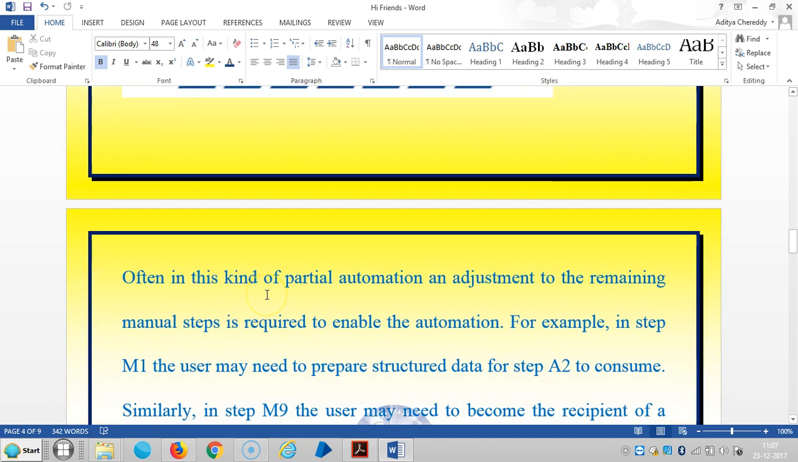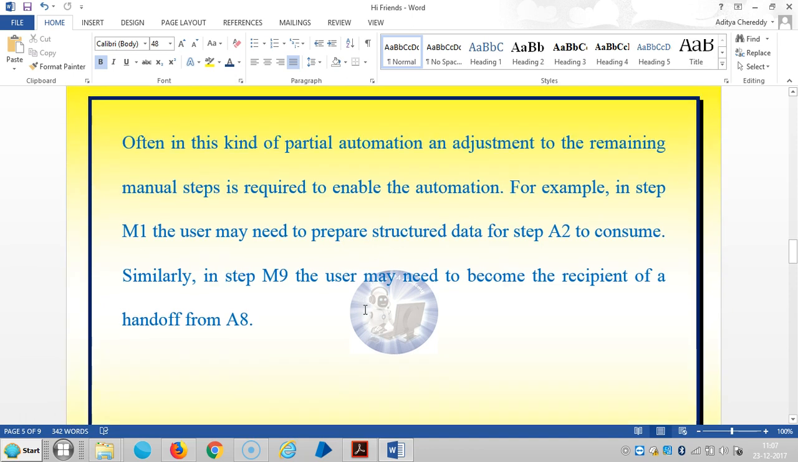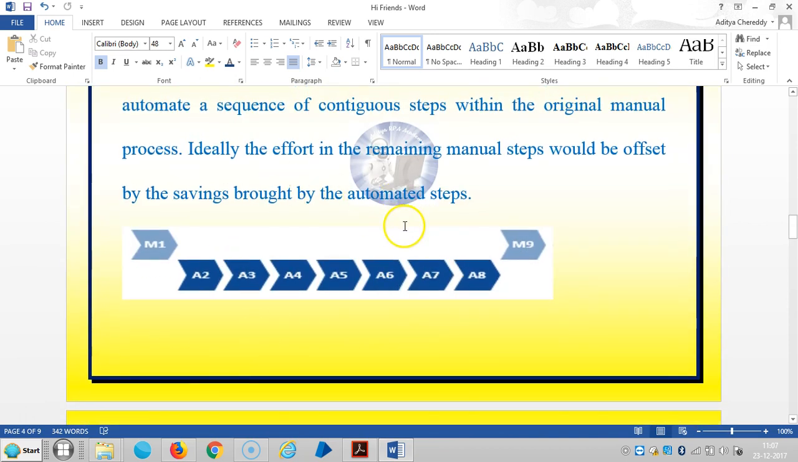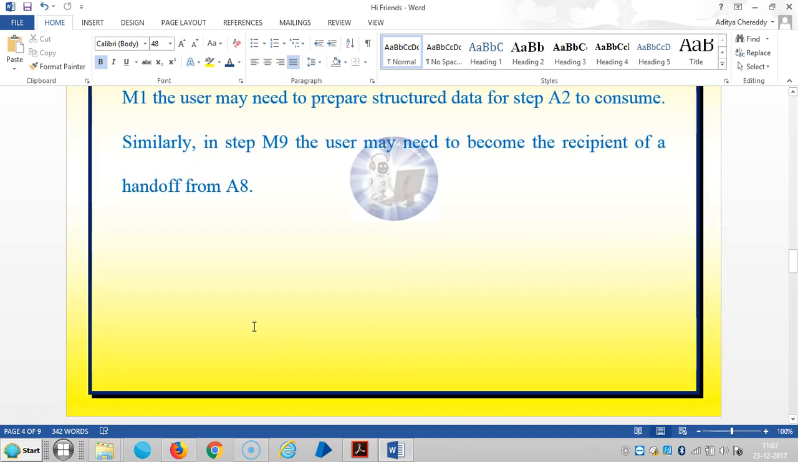This kind of partial automation requires adjustment to the remaining manual steps to enable the automation. For example, in step M1, the user may need to prepare structured data for step A2 to consume, and similarly in step M9, the user may need to become a recipient of a handoff from A8. So here we can automate the process from A2 to A8, and M1 and M9 can be manual, for example login and logout.